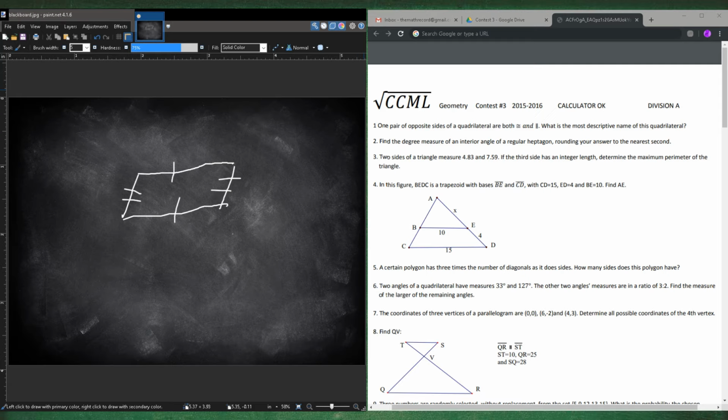Then, because they're congruent and parallel, this side has to be congruent and parallel too. So that basically tells us that this is a parallelogram. Parallelogram. So that's the answer.